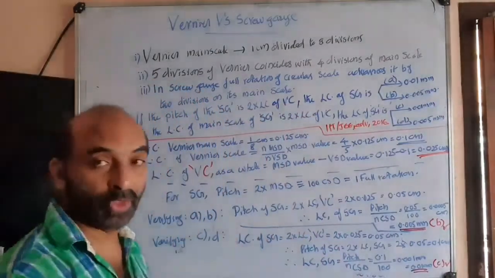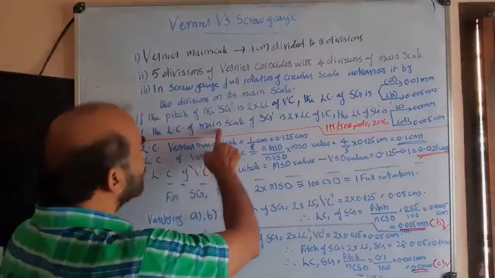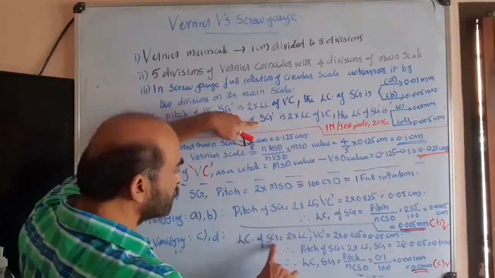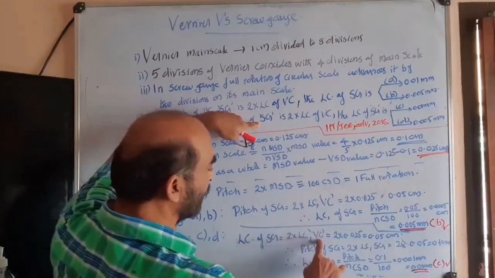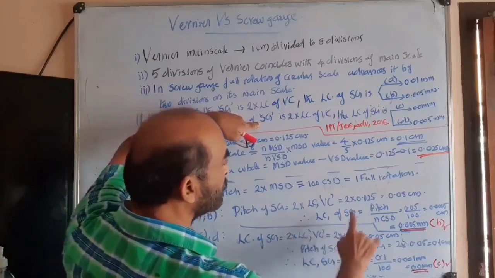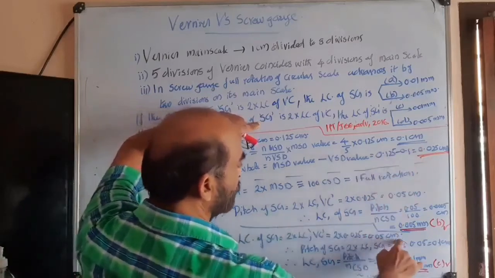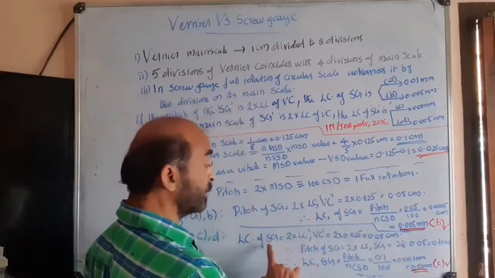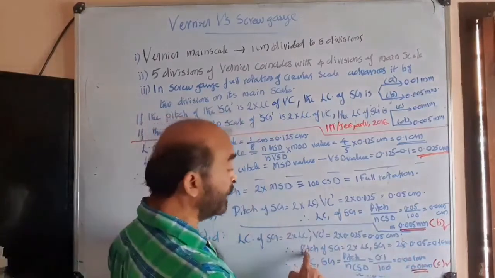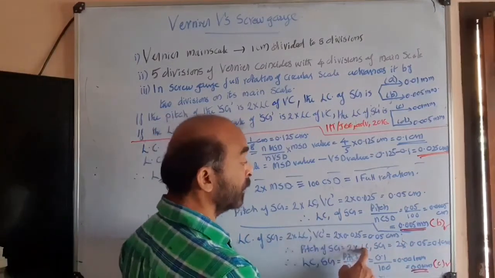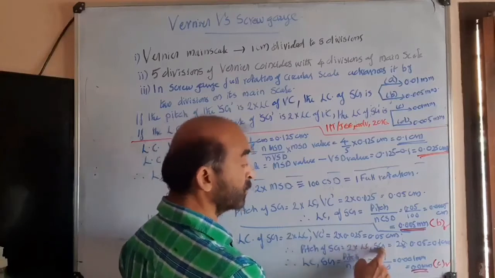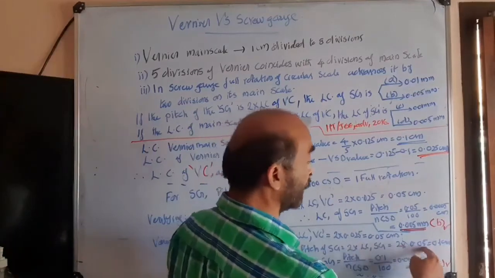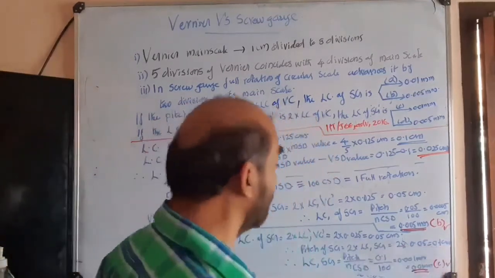C and D are verified together. Look here. If the least count of the main scale of the screw gauge is 2 into the least count of the vernier calipers, 2 into 0.025 is equal to 0.05 centimeter. That is the least count only. Now we have to convert that to pitch. Therefore, the pitch of the screw gauge is 2 into 0.05, so we have to double it again, 0.1 centimeter.